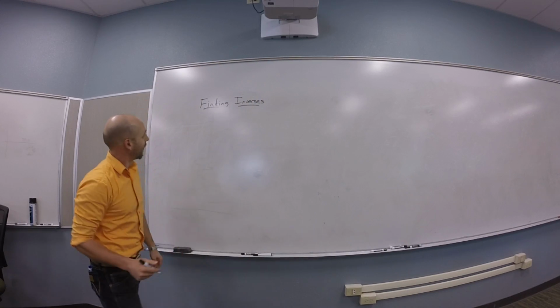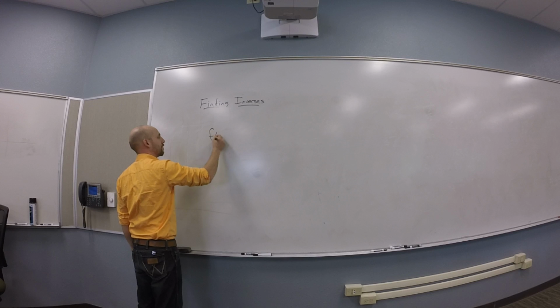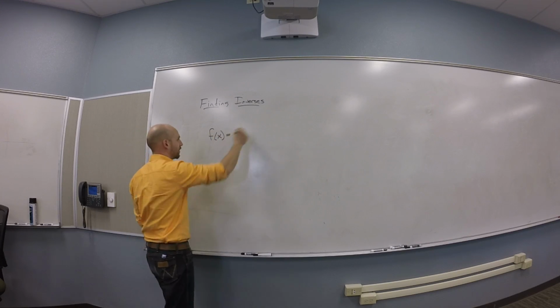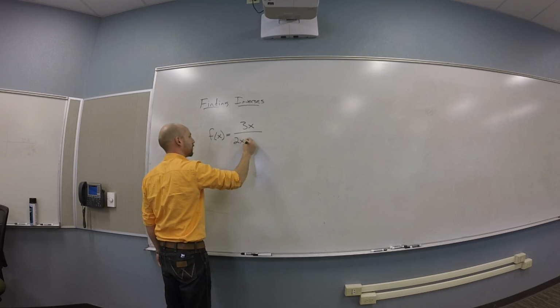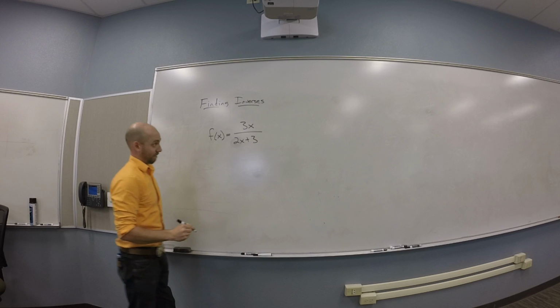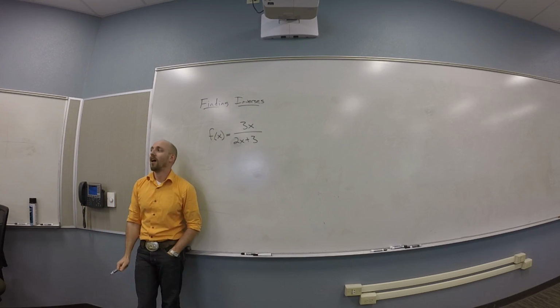Okay, so I want to do an example of finding inverses that's a little bit different than some of the others we've talked about. So here's a function. f of x is 3x over 2x plus 3. Okay, so how do you usually try to find inverses? What's the procedure I've given you guys today for finding inverses?